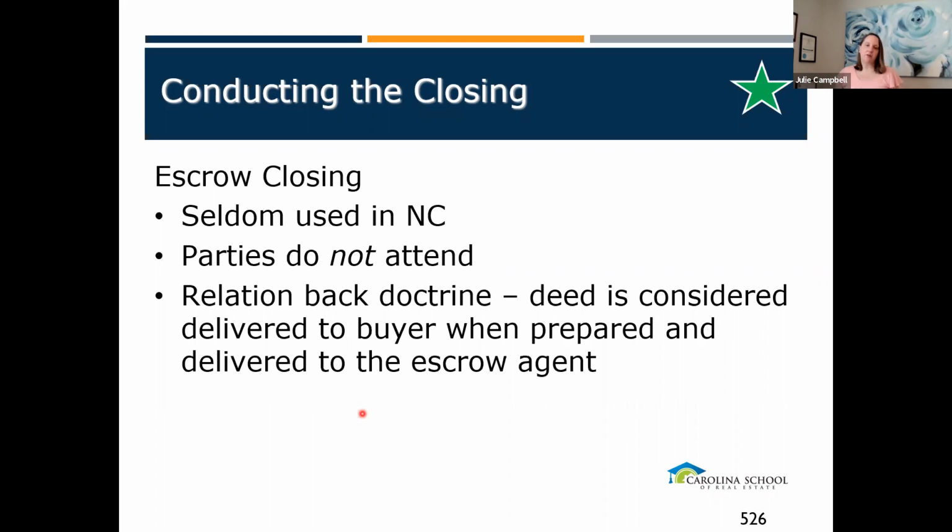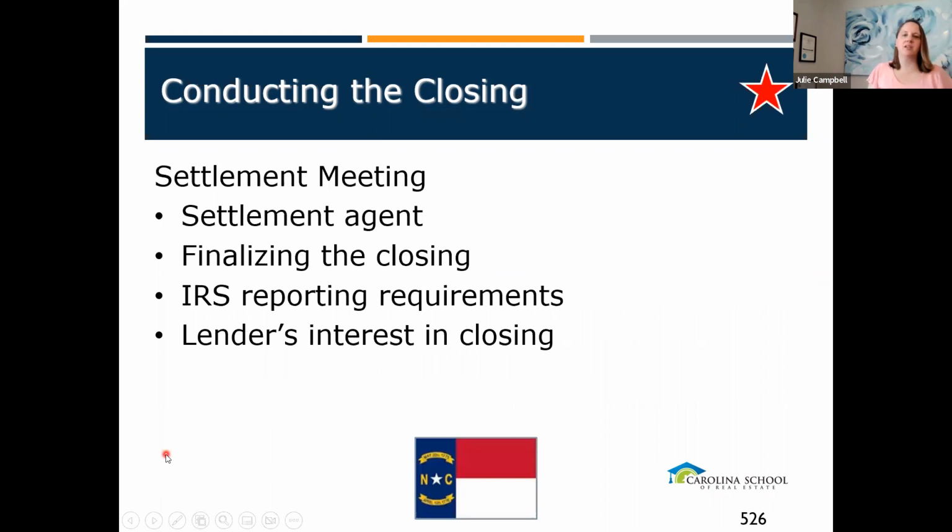So other states, and I don't know which other states, may use an escrow closing. What we do here in North Carolina is referred to as a settlement meeting method, which means we use a settlement agent, also known as a closing attorney. They're the ones that handle the closing, the process. They put the finishing touches on things. They record that new deed.